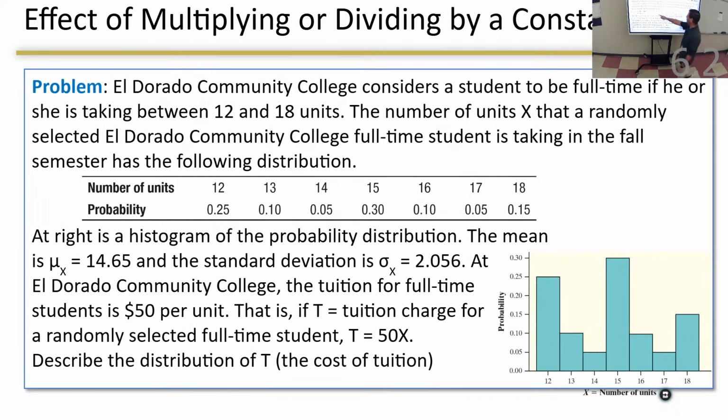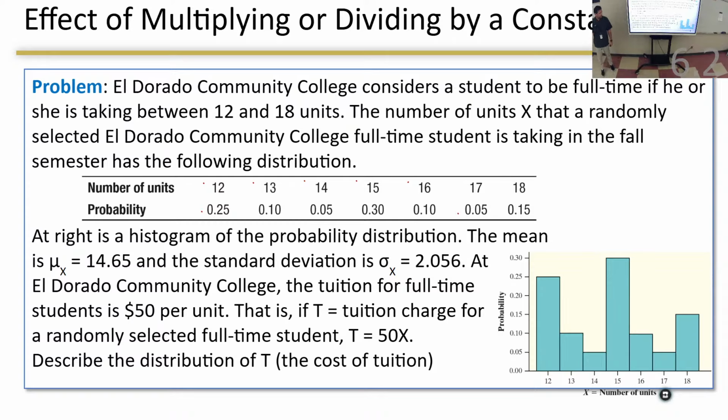Here I have El Dorado Community College. It considers a student to be full-time if he or she is taking between 12 and 18 units. So this is somewhere in your notes, I'm guessing. The number of units that a randomly selected El Dorado student is taking follows this distribution. So here's 12 units at 25%, 13's at 10, 14's at 5, 15's at 30, 16's at 10, 17's at 5, and 18's at 15.